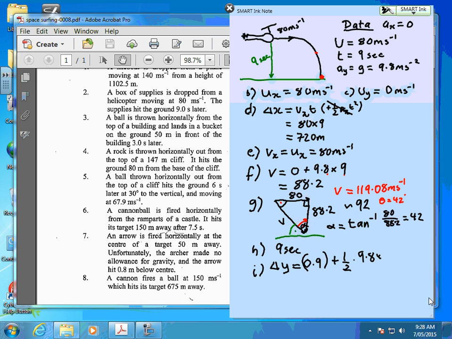9.8 times 9 squared. No, that's 0 times 9 seconds, because it's ut, and the initial speed is 0 in the vertical. Time is 9, so that bit just is 0. And that's a half times 9.8 times 9 squared. So it's 81 something big. 400.